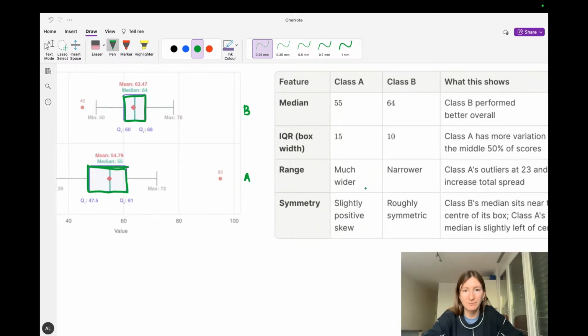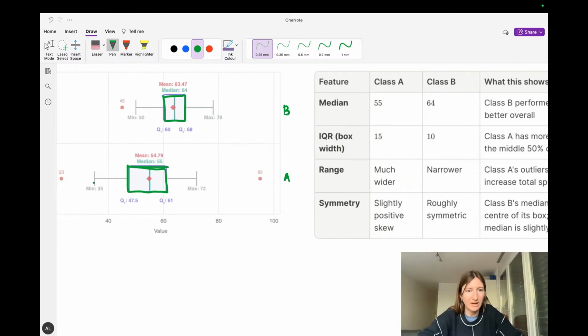We can look at the range. Also, the range of values is wider. So there's more people doing not so good and it's more spread out.